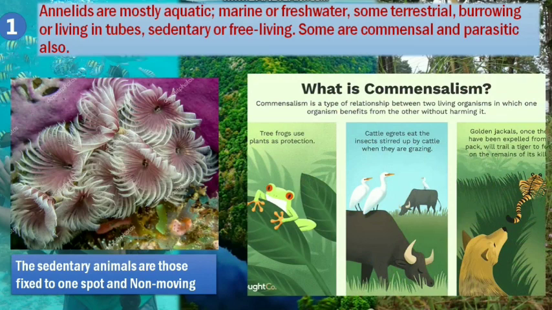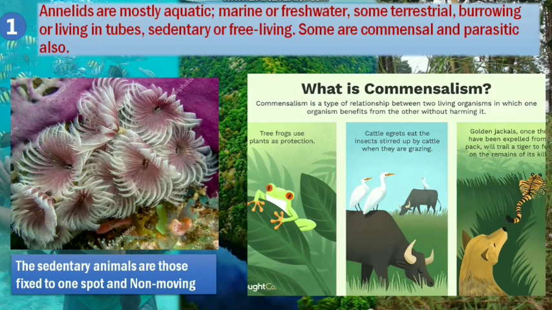Annelids also show association with other organisms in the form of commensalism and parasitism. The term parasitism we are familiar with, where the organism depends on another organism and harms the other organism without killing it mostly. But what is meant by commensalism? Commensalism is the association or relationship between two living organisms in which one organism benefits from the other without harming it. You can see the examples from the slide.